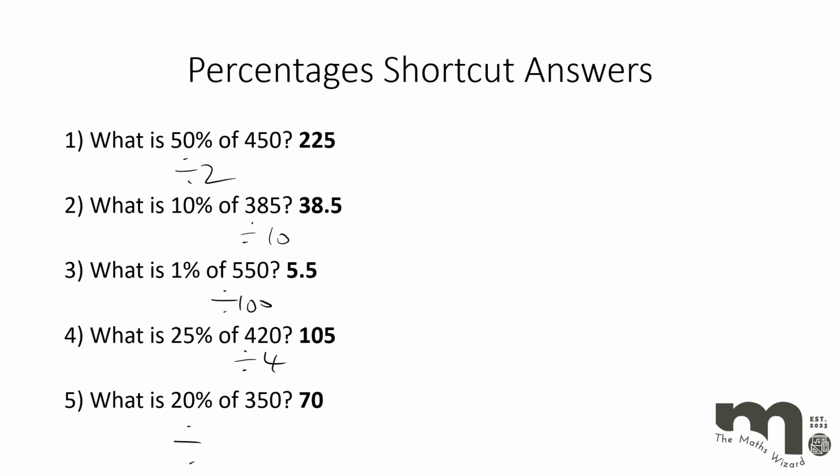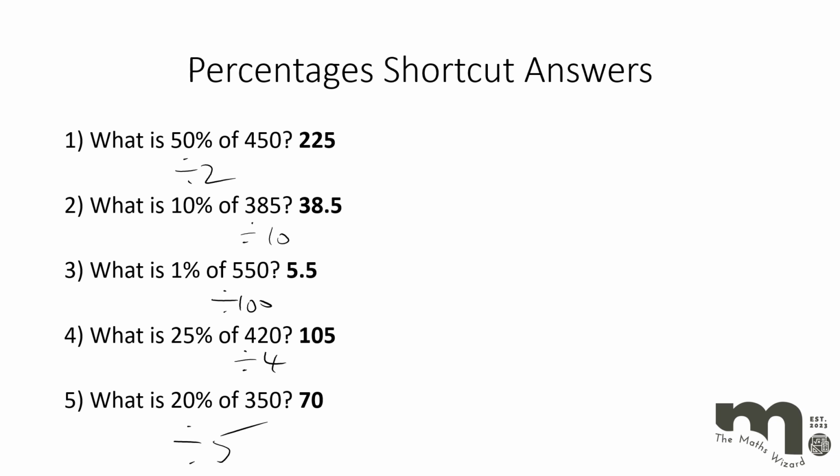And then I've put an extra one in, see if you could figure this out yourself. If you divide any number by 5, you will find out what 20% is. Remember that 20 goes into 100 5 times. So that's one little shortcut you can use for 20%.